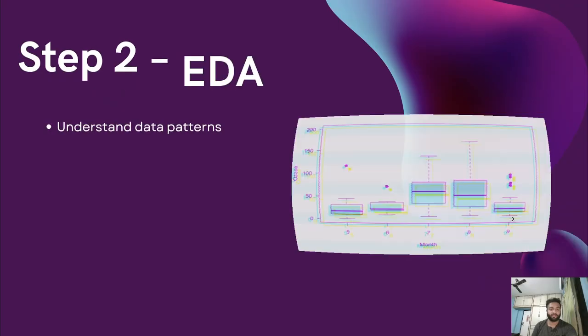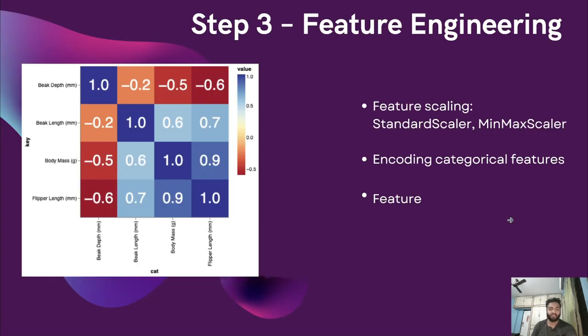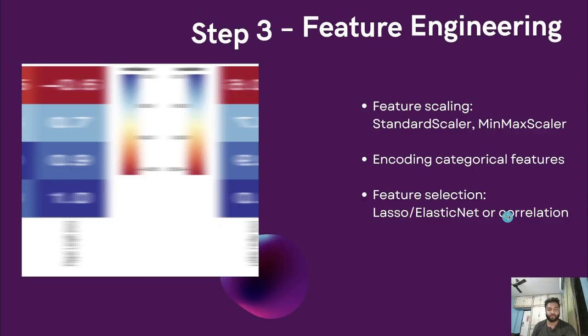Next is exploratory data analysis. Once we have the data, we perform EDA. Here, we analyze distributions, detect outliers, handle missing values, and understand relationships between variables. This step often shapes how we build our features and models. Next step is feature engineering. Feature engineering is where the magic happens. This includes feature scaling, encoding, handling missing data, and importantly, feature selection. This is where Lasso and ElasticNet can really help by selecting only the most relevant features.